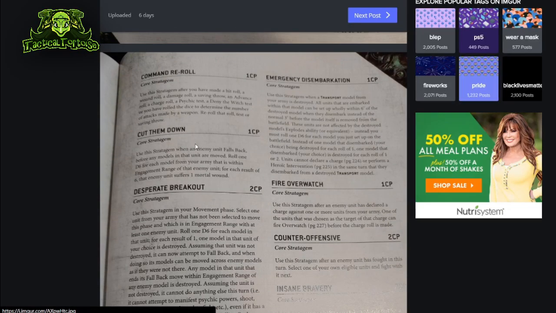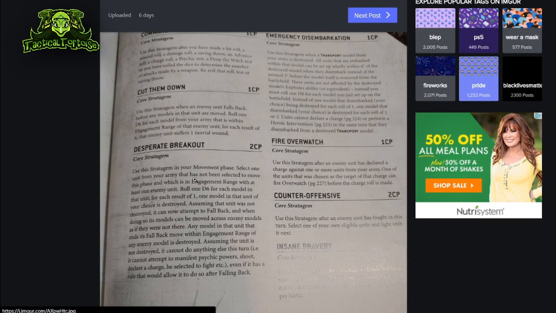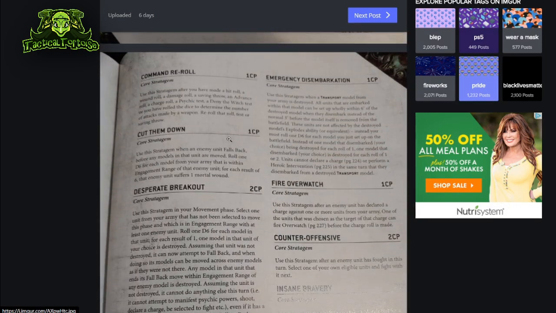Now let's move over to the stratagems. A couple of new stratagems have been added that obviously you can read for yourself. They are brand new, including Cut Them Down, Desperate Breakout, Emergency Disembarkation, and Fire Overwatch, which just allows you to fire Overwatch as you used to be able to do all the time in 8th edition. However, some existing 8th edition stratagems have been totally changed.